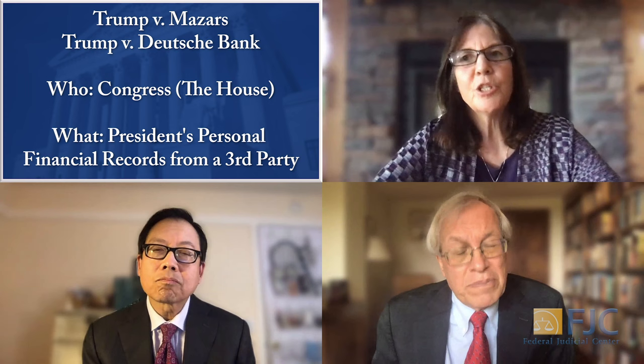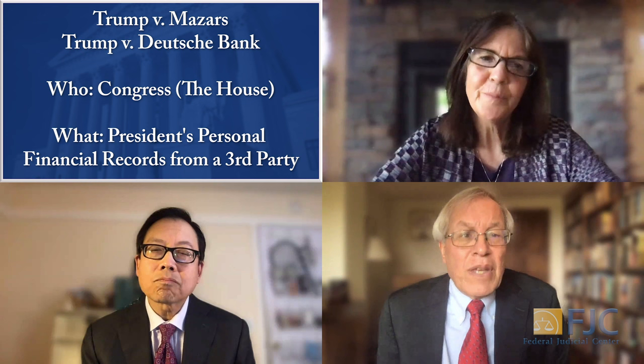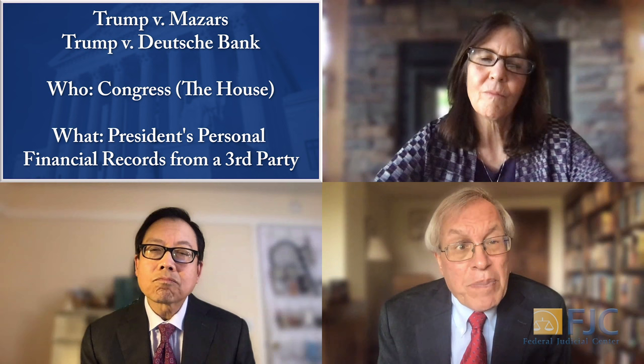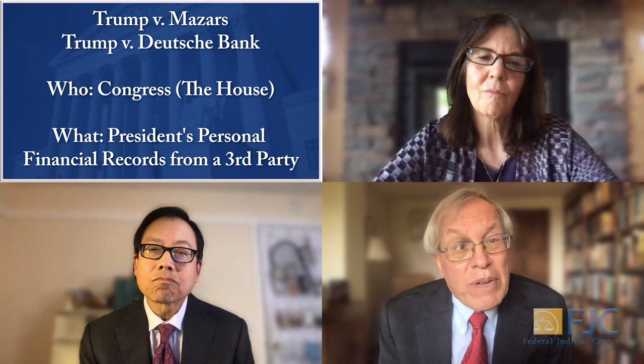So let's start with Trump versus Mazars, the dispute between Congress and the presidency. Erwin, can you tell us what happened there? There were actually two cases. One involved a House committee that subpoenaed financial records from Mazars, President Trump's accountant. Another involved a House committee that subpoenaed records from Deutsche Bank, President Trump's bank. In both instances, President Trump went to federal court to quash the subpoena and went to the Supreme Court.